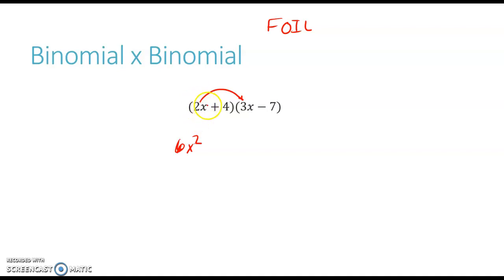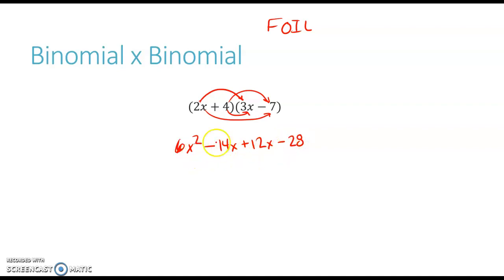So I'm going to take that 2x times the 3x, and then I'm going to take that 2x times the negative 7. So that's going to give me a negative 14x. And then I'm going to come to my 4 here, and I'm going to distribute it through. So I'm going to take 4 times 3, which is a positive 12x. And then I'm going to take 4 times my negative 7, which is a negative 28.